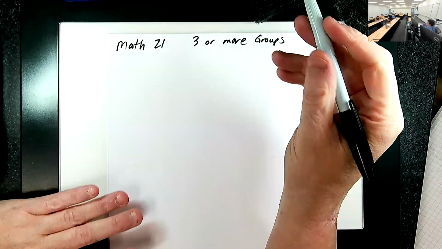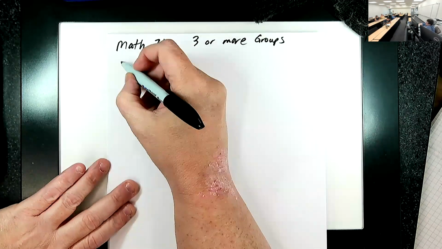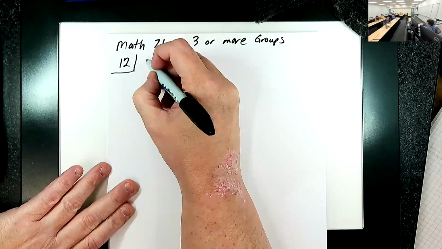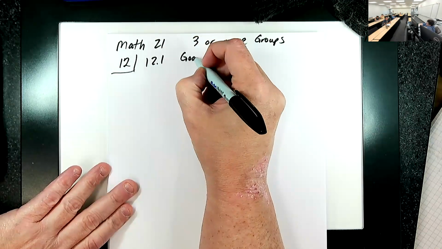Okay, so it's 3 or more groups. Chapter 12 is like the proportion ones. So we'll do chapter 12 first. There are 2 tests in this chapter. 12.1 is on goodness of fit.